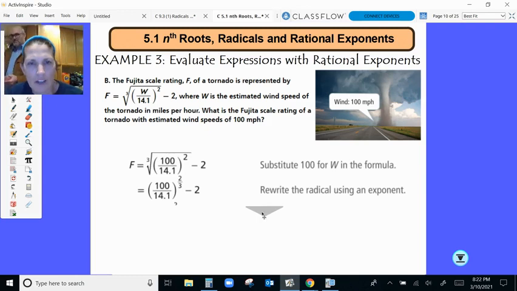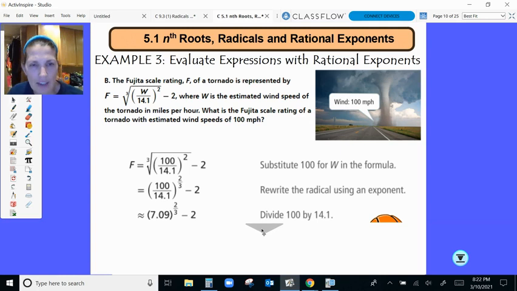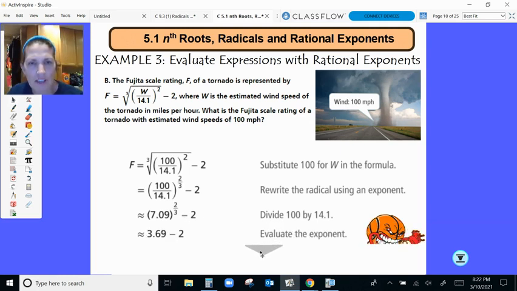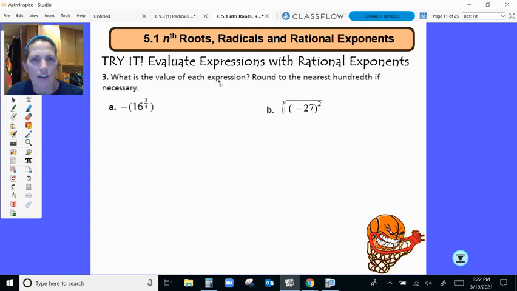Now we're going to take our 100 divided by 14.1. That's going to give us about 7.09 to the 2/3 minus 2. We're going to put 7.09 to the 2/3 in our calculator. It's going to give us 3.69 minus 2, and then we have 1.69. So that's going to be an F scale of about 1.69. Okay?